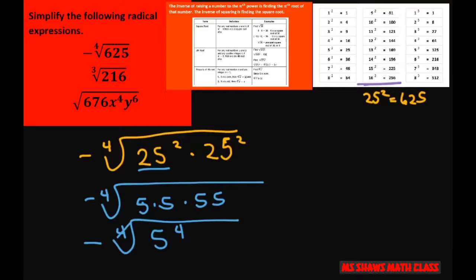So these kind of cancel each other out. We're left with 5. And we still have this negative attached. So that would be your final answer.